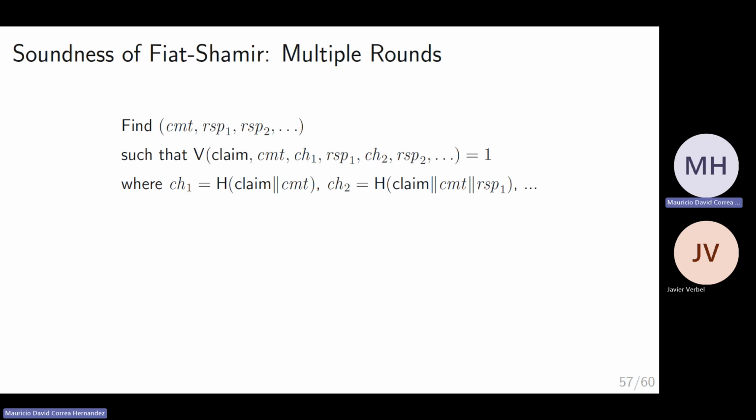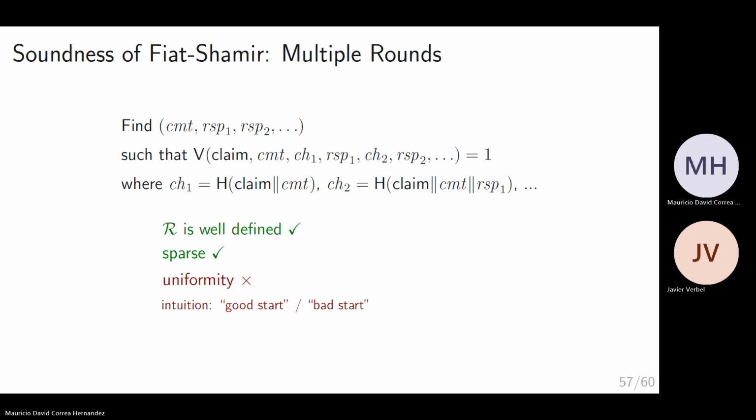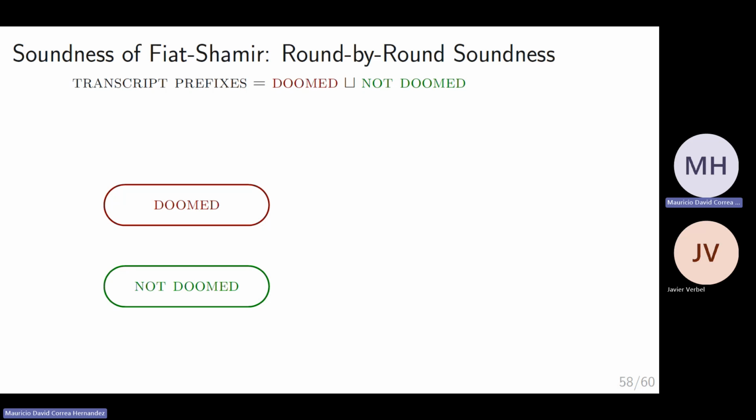Right. If you want to lift that principle to multi-round protocols, it's difficult. Because yes, you can find a relation defined in terms of the interactive protocol. You will be able to determine that that relation is sparse, but it's very difficult to find a compelling definition of uniformity because prefixes in the transcript matter. You can have good starts or you can have bad starts. And so there's no such thing as prefix independence. And so uniformity, maybe you might be able to save it, but it's not clear how. So instead, what we consider is round-by-round soundness.